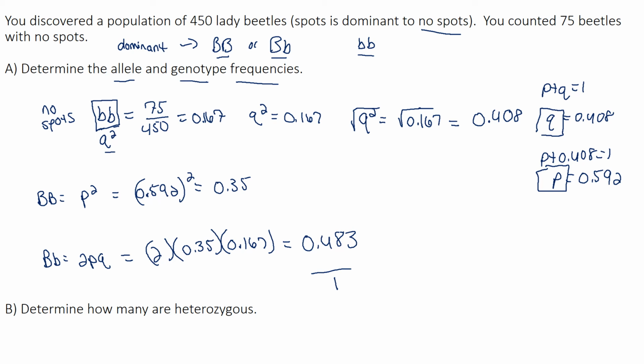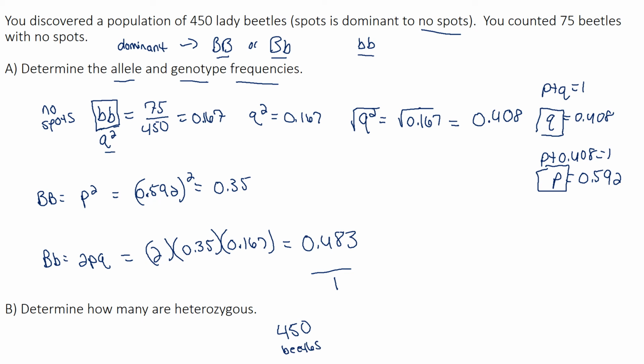Now we want to check the genotypes. So 0.167 plus 0.35 plus 0.483 totals to 1. Now that we know the allele frequencies and the genotype frequencies, there's another question here. It says, determine how many of the lady beetles are heterozygous. So what do we want to do?